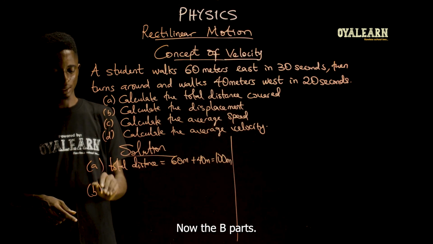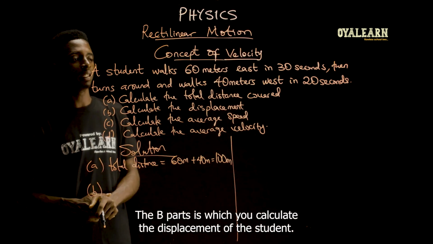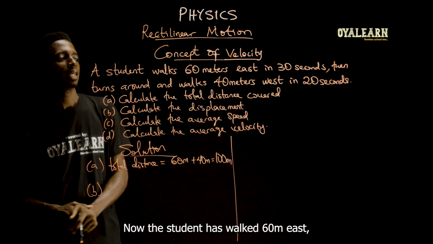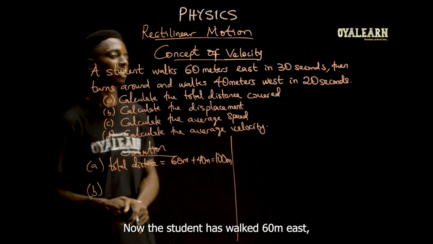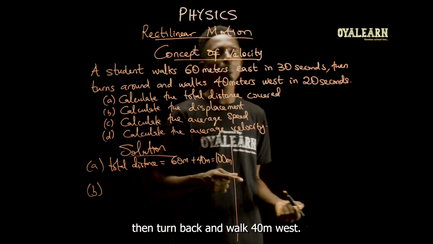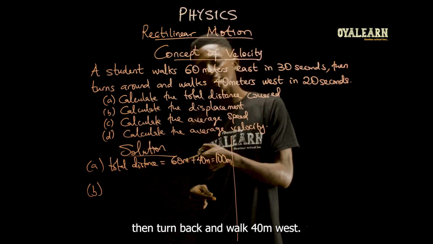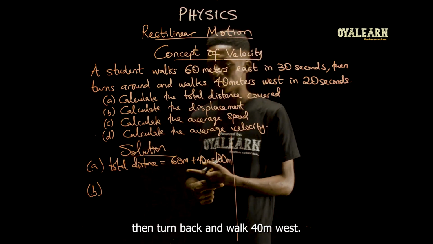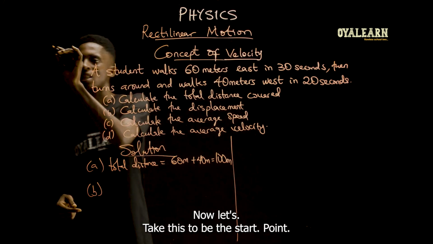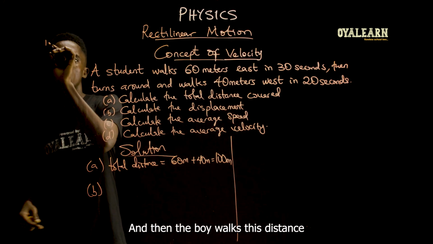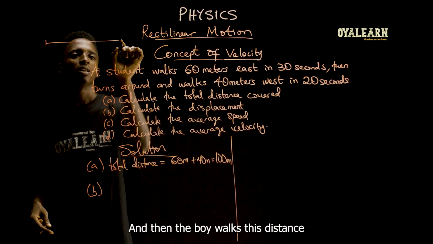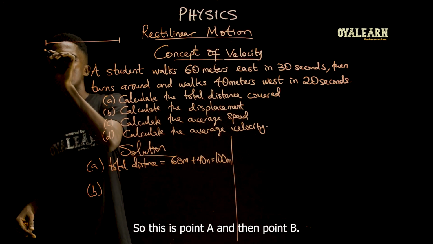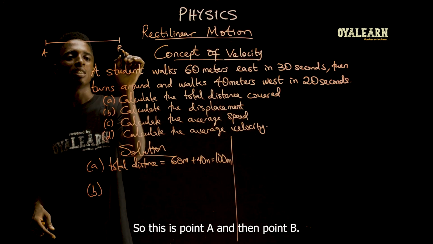Now, the B part says we should calculate the displacement of the student. The student has walked 60 meters east, then turned back and walked 40 meters west. Let's take this to be the start point, and then the student walks this distance all the way to this point. So if this is point A and then point B.